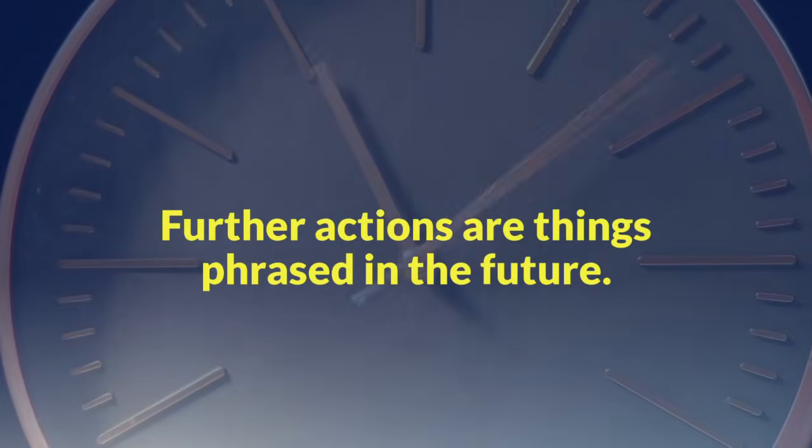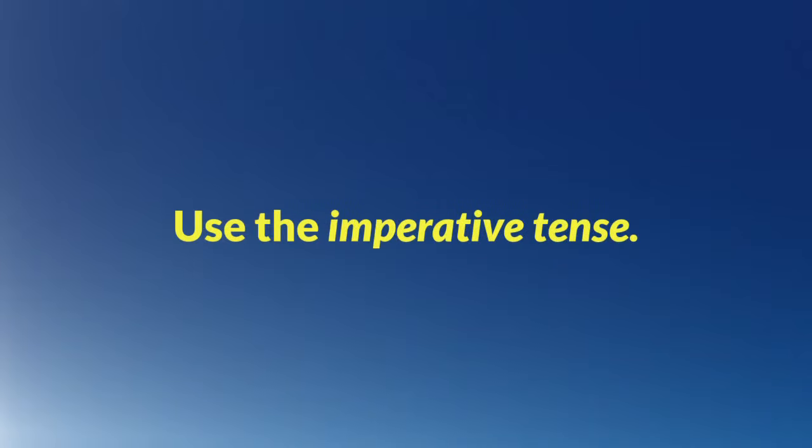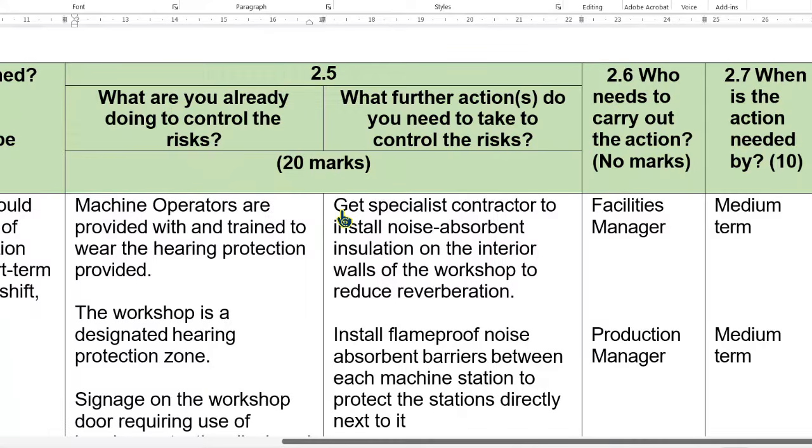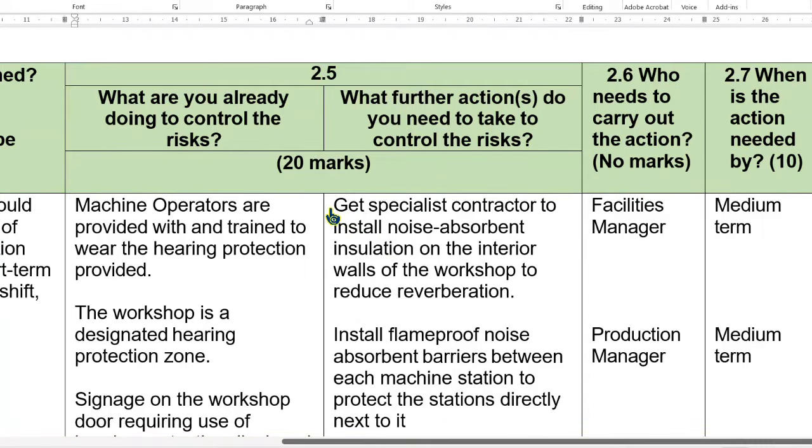The further actions are things phrased in the future, and you use a special grammatical tense here. It's called the imperative. Use the imperative tense, like do this, do that, stop this, get this, install that, buy this, train on this, implement this. Can you see the use of the imperative tense? It's an order. Let's look at some of these orders.